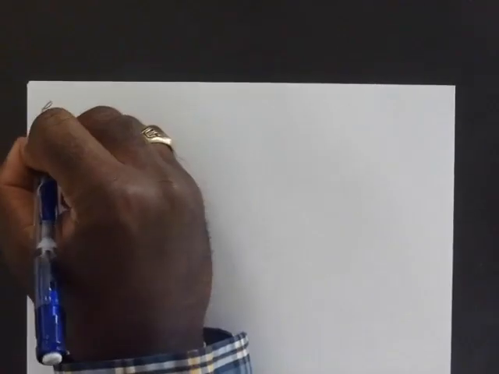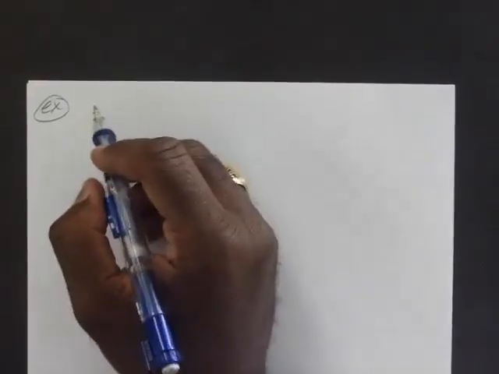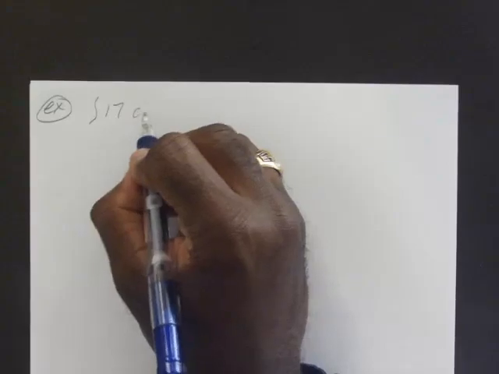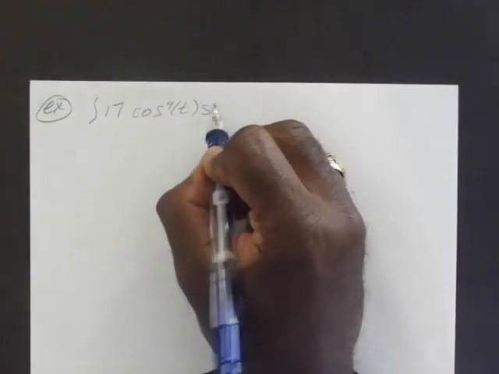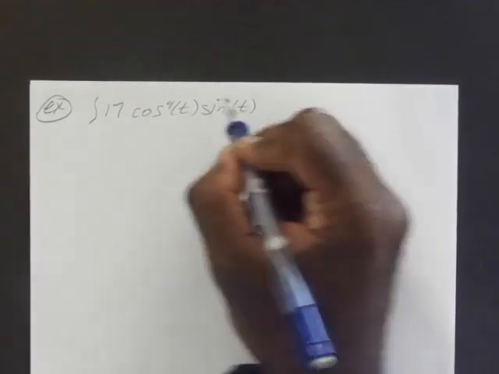Okay, now I tried to show you examples of any tricky ones I think you might run across, and this one might qualify as a tricky one, but we'll go over it just in case. So let's say if we want the integral of 17 times cosine of t to the fourth power times sine of t with respect to t. And it's not really tricky, it's just a certain way you have to approach it.